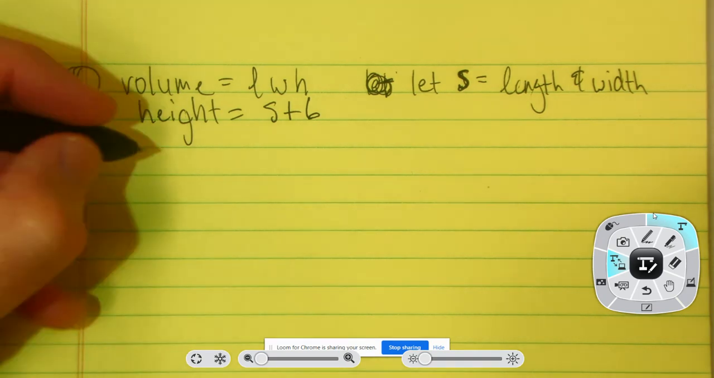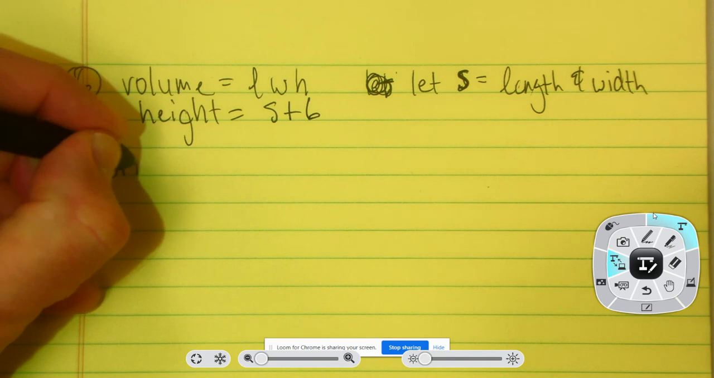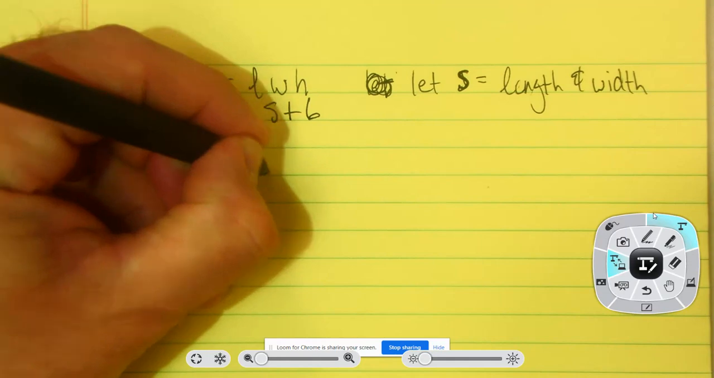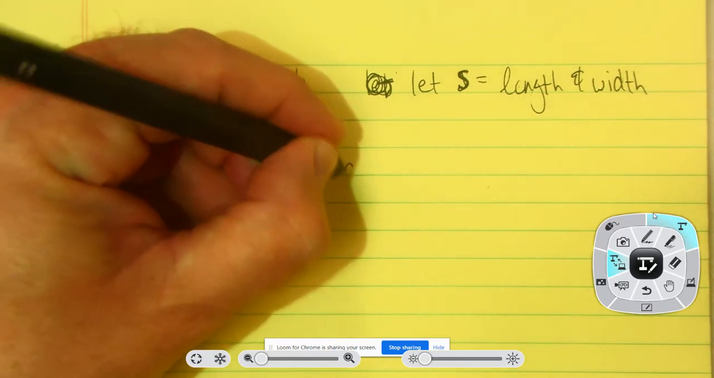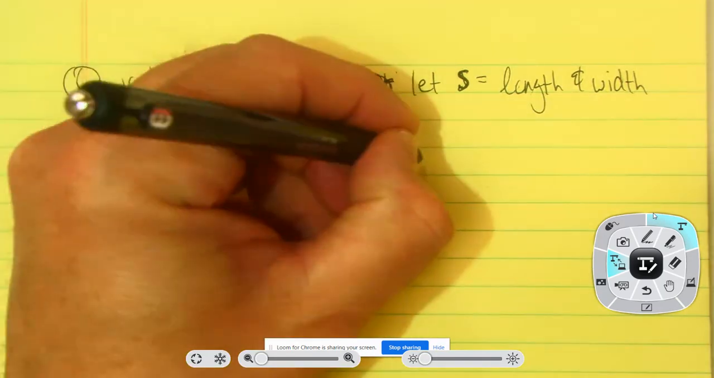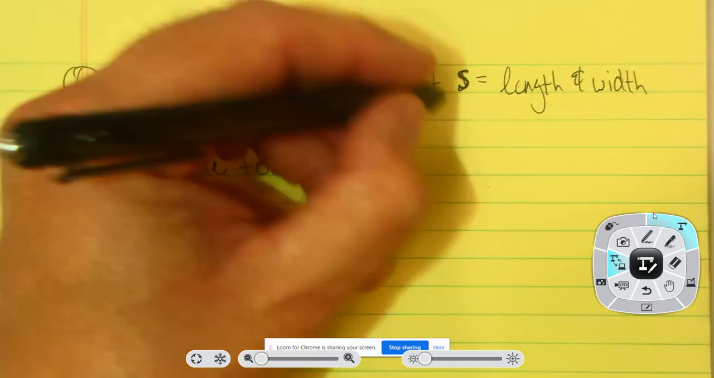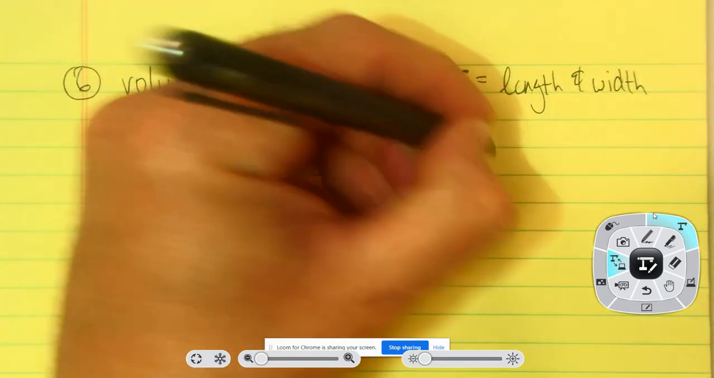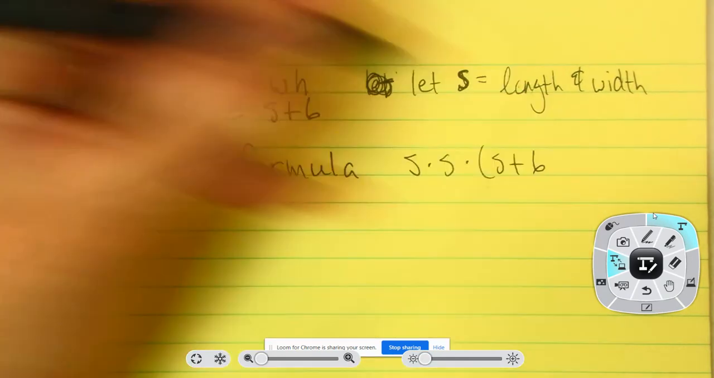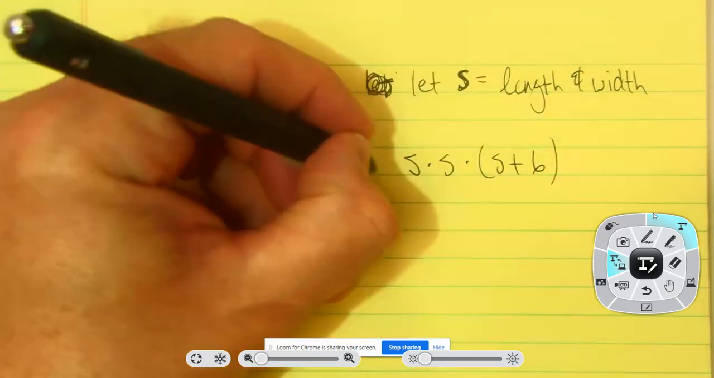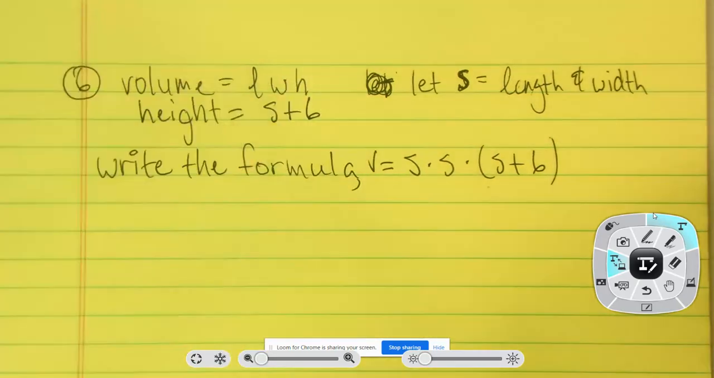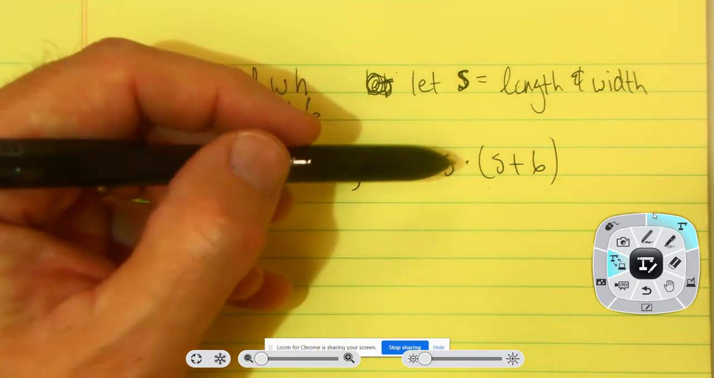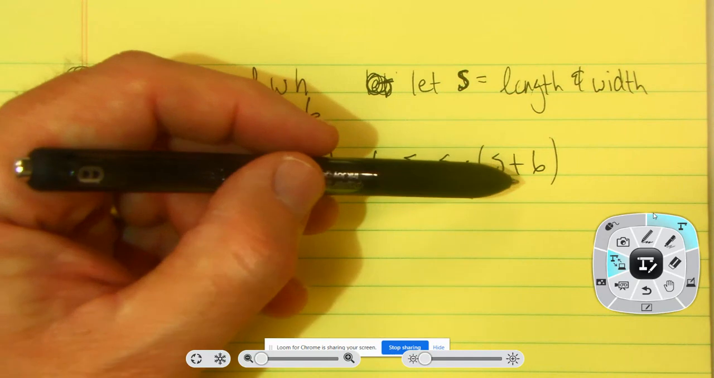The first step would be to write the formula with this information. I know that the length is S, the width is S, and the height is S plus 6. So the volume equals S times S, because the length and width are the same, times S plus 6 for the height.